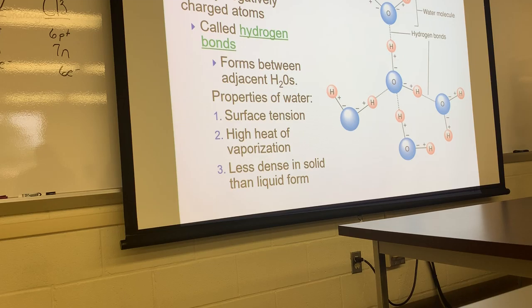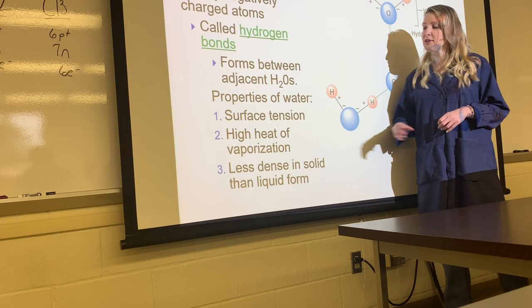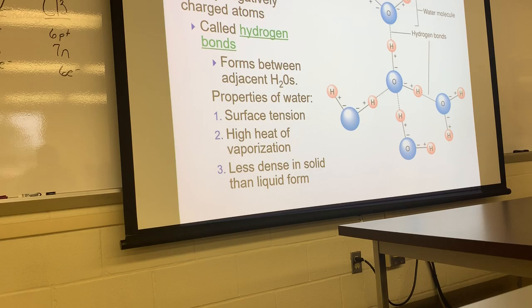Okay. And lastly, it's less dense in solid than liquid form. This is a really cool property of water. When we think about it, you have a glass of water, and you know it's fine. Your water molecules are hydrogen bonding with each other. They take on the shape of the glass, and then you put an ice cube in the water, which is also water, but it's in solid form.